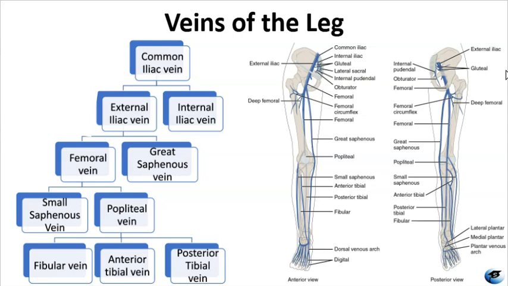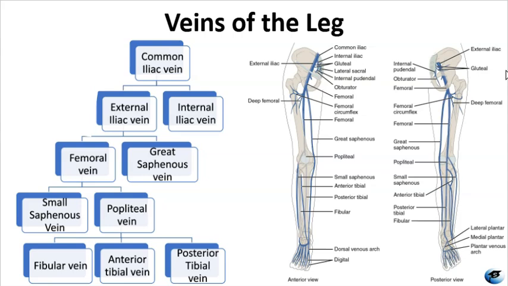The deep femoral and femoral circumflex veins drain the deeper thigh muscles and join the femoral vein proximally. In the lower leg and foot, the deep veins include the anterior tibial, posterior tibial, and fibular veins, which run alongside their corresponding arteries. These veins drain into the popliteal vein behind the knee, which continues as the femoral vein as it ascends the thigh. From the foot, deoxygenated blood begins its return journey via the digital veins, which drain into the dorsal venous arch and plantar venous arch.